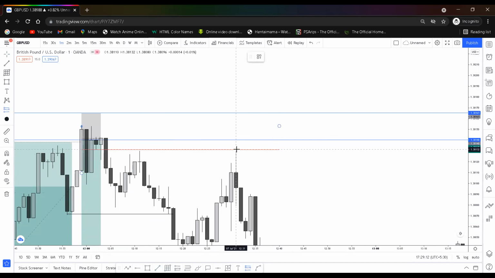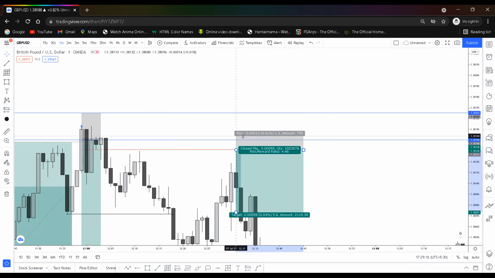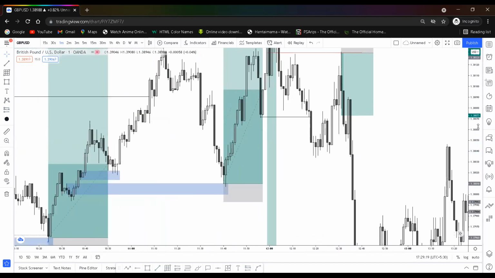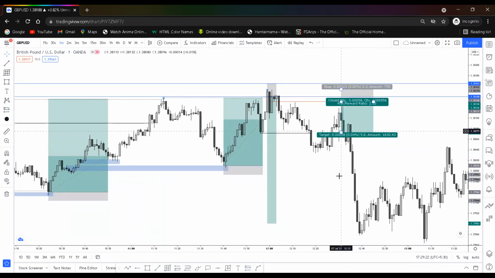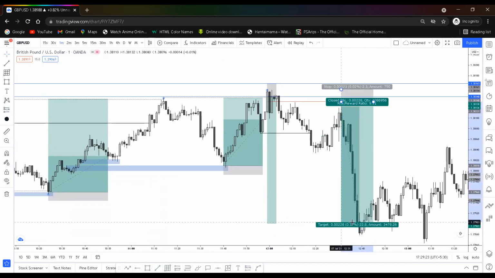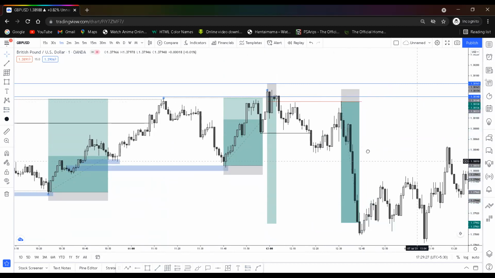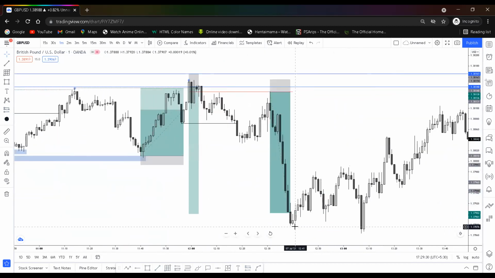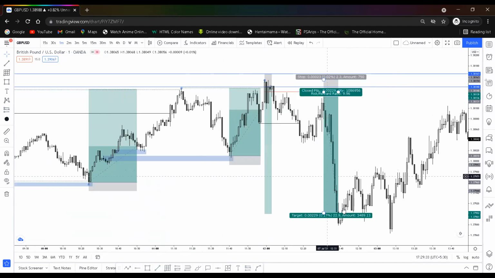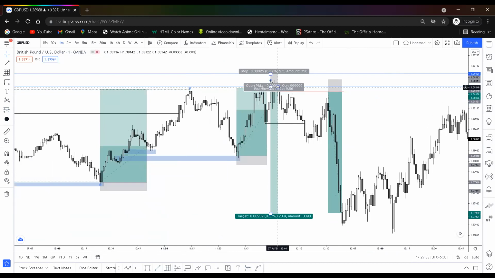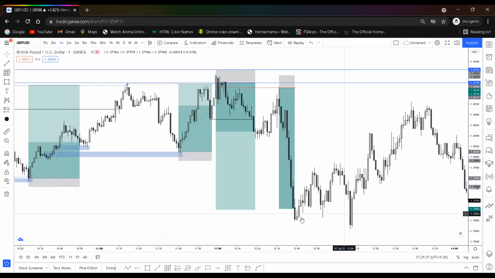That was my entry, right from this, and then right here was my stop loss. Then once again, my target was the Asian low. Okay, and now you see how price came back down. It came back down, went back up. Pay attention to every move the price does. So it came back up and then came back down and then came back up.